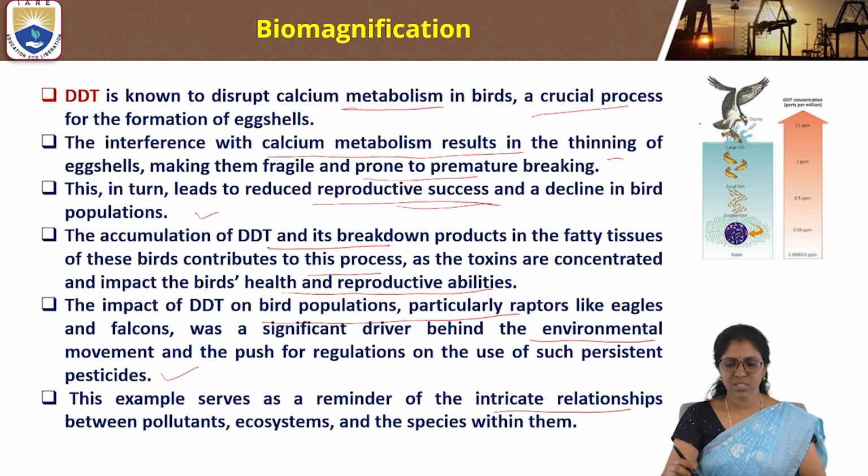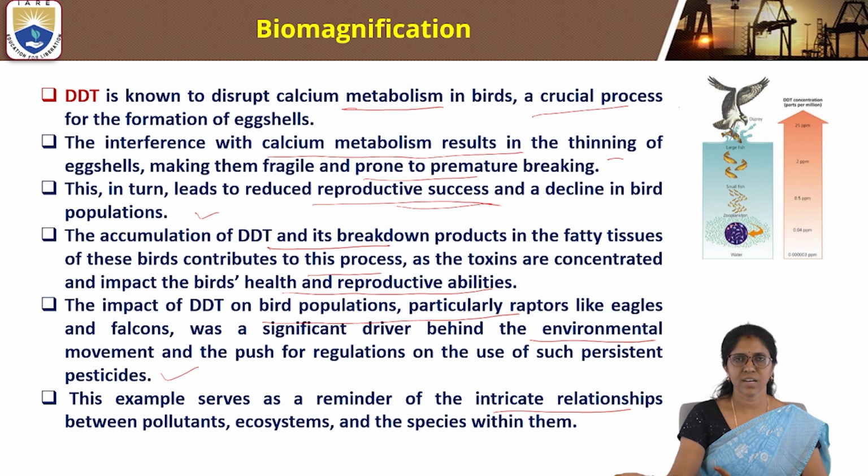So what is DDT? It is disrupting the calcium metabolism in birds. That's why the birds are finally reduced because of this. DDT is reducing the reproductive abilities of the birds, and that's why bird populations are decreasing.